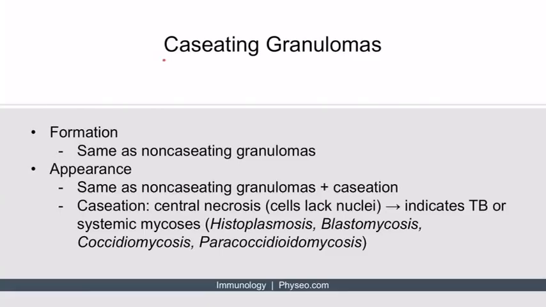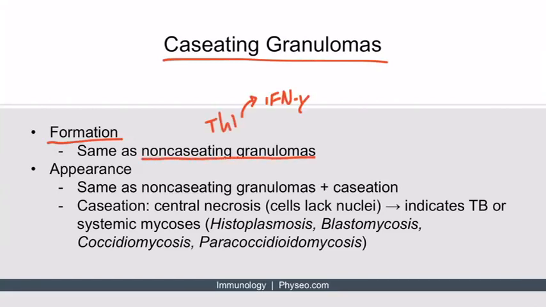Next, let's discuss caseating granulomas. Now, as far as formation, they are formed in the exact same way as non-caseating granulomas. And how do those form? Well, it's Th1 cells that release interferon gamma. Those will stimulate the macrophages to become epithelioid cells and giant cells.